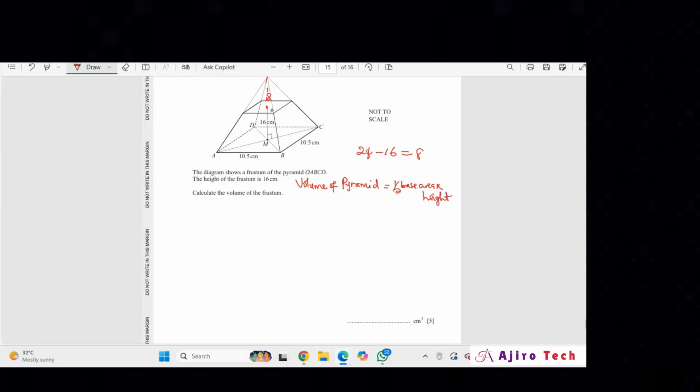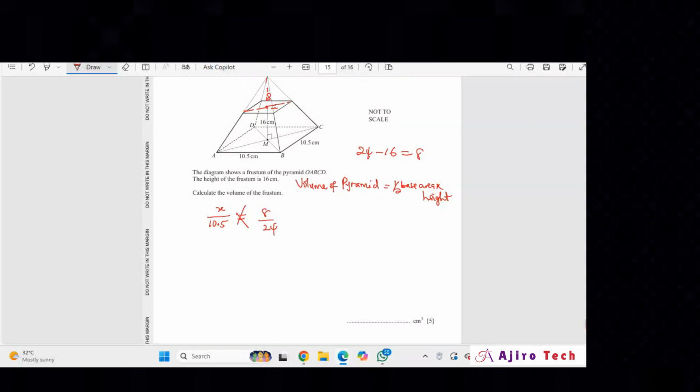Let me get the base of the smaller pyramid. The base, I can call it S. So for me to get S now, I have S over 10.5. I will use the similar triangles there. Then we'll have 8 over the height there, which is 24. The total height is 24.